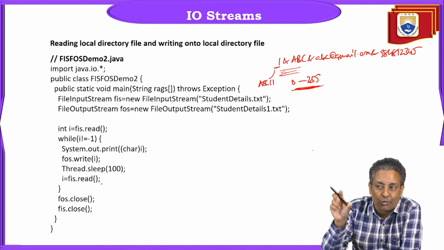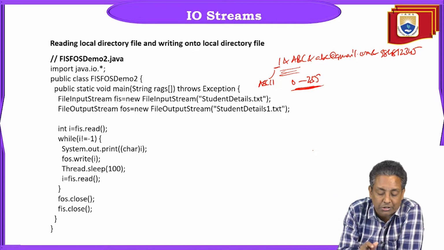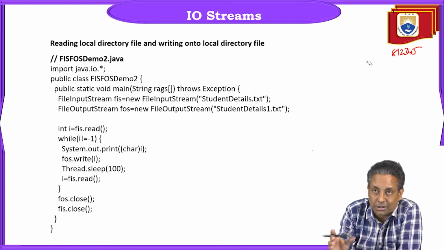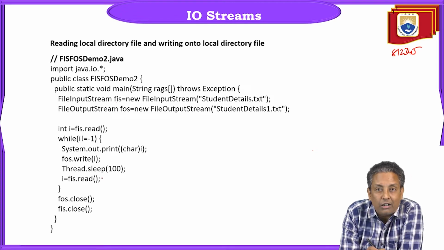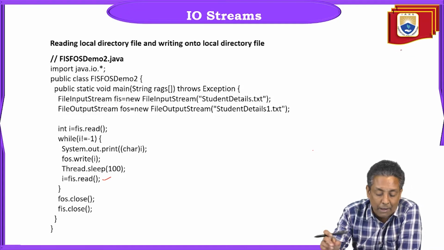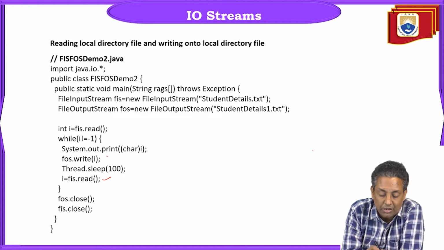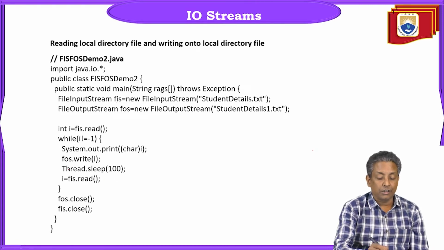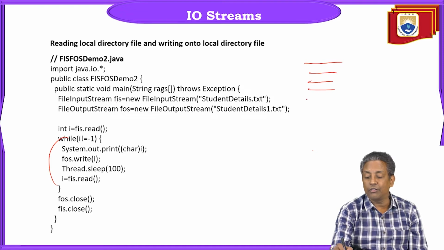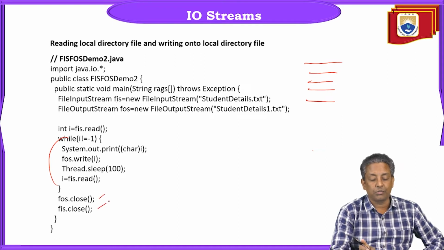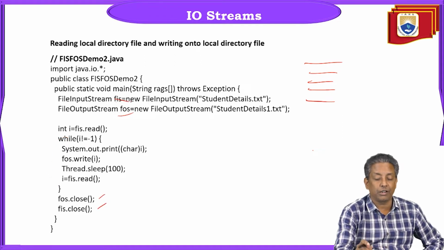Then, in order to see the output on the screen, every time in the loop iteration, I am waiting for 100 milliseconds. 1000 milliseconds is 1 second. Then again, one more time, we are reading. This time the second value, the ampersand ASCII value, will come. It's not -1. Again, write it into the file, sleep for some time, and again read: A, it will read, the next B, C, and so on. That is how the loop will iterate until all the 4 or 5 lines of the student details.txt file are completed. Once it is done, close the file output stream and file input stream objects.